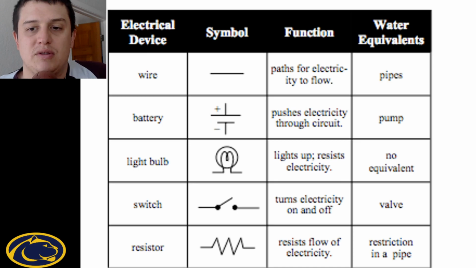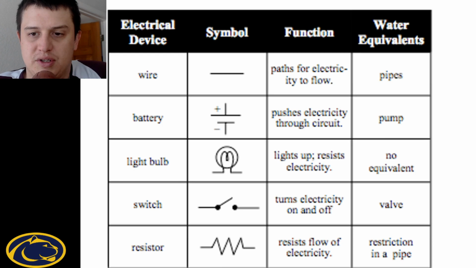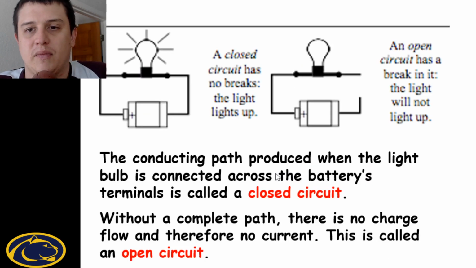What's a switch? It's just a little open, two dots and a little bent line that goes open or closed. You can tell it's open or closed. It turns electricity on or off. It's like a valve, so you can turn it off or on. It lets water flow or not flow. A resistor is the squiggle lines. It resists the flow of electricity. It's like a restriction in a pipe. What's a restriction in a pipe? That could be a smaller pipe versus a larger pipe. That could be a 90-degree turn. It could be other things as well.